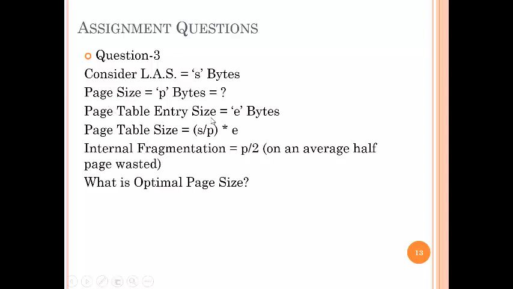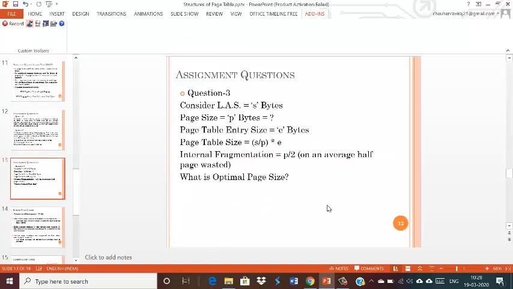The page table entry size is e bytes. So total page table size is s by p into e. So this we need to reduce. Let us assume the internal fragmentation is p by 2. Out of the page size, half a page is wasted; on average, half a page is wasted, this is what we consider. So what is the optimal page size? For that I am giving you the hint: differentiation. We need to find the differentiation of the page table size and internal fragmentation. We need to maintain balance between these two. So you can solve this question very easily.